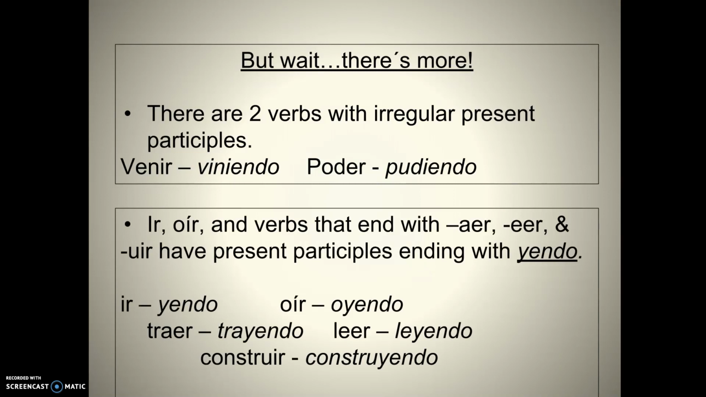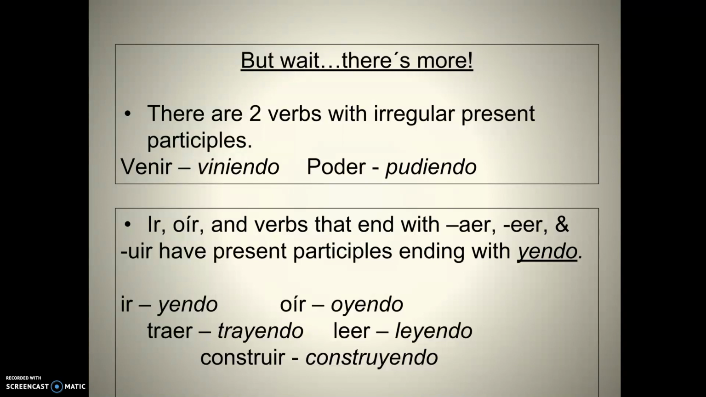Finally, the verbs listed below, such as ir, oír, traer, leer, and construir, so therefore verbs that end with AER, EER, and UIR, have a present participle that ends with YENDO instead of IENDO. The reason for that is because in Spanish you cannot have 3 vowels in a row without having the syllables separated by an accent. So putting the Y there for YENDO instead of I for IENDO helps eliminate that problem.